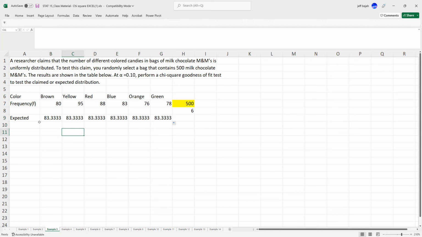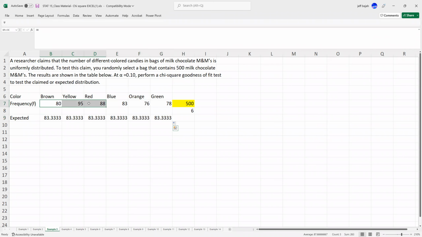So the expectation was that there'll be 83.33 brown, 83.33 yellow, 83.33 red, and so on. Now, we know this is not really feasible, right? But the question is, is the difference such a big difference that we can say that the claim is not correct? That's what we're trying to do, right? This is what the researcher said, that it should be uniform. So something close to this, right?